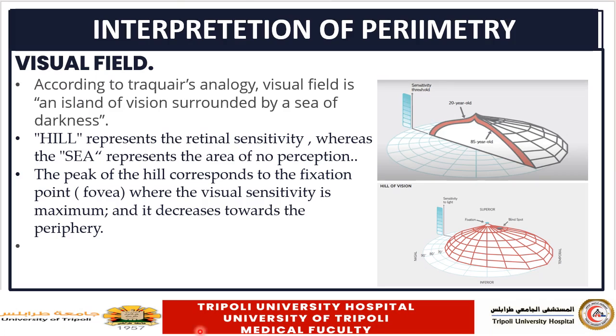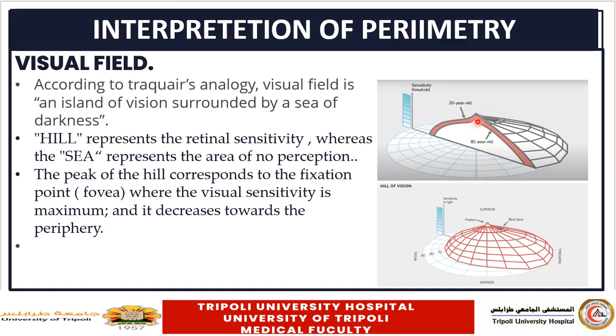Visual field. The visual field is famously defined as an island of vision in a sea of darkness. And the visual field is represented in 3 dimensions. The X and Y are represented by the spatial orientation of the visual field, or the boundaries of the visual field. However, the Z-axis is represented by the depth of the visual field. And by depth, I mean the sensitivity.